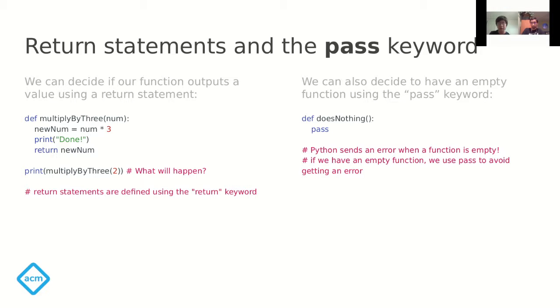So here you have a multiply by 3 function, which takes in a number, which is usually going to be an int value. And what it's going to do is it's going to create a new variable called new num, which takes num and multiplies it by 3. Afterwards, it prints done and returns new num. So when we call multiply by 3 with 2, and then we print out what that function returns, what will happen?